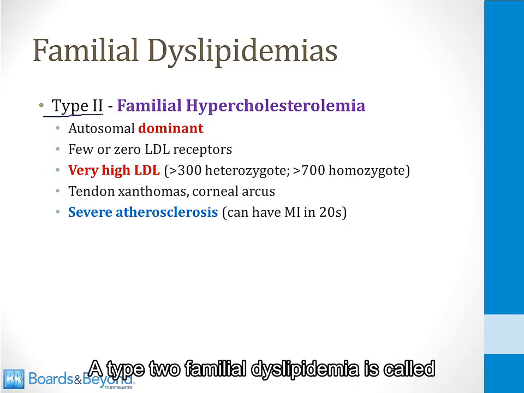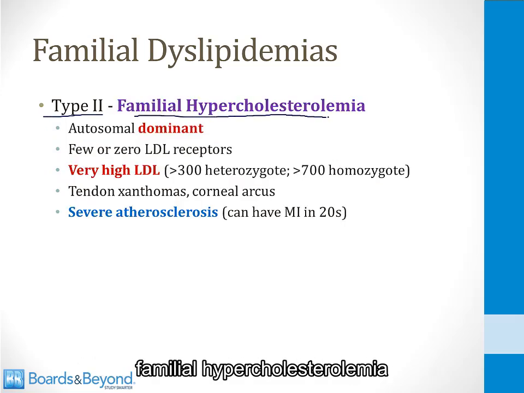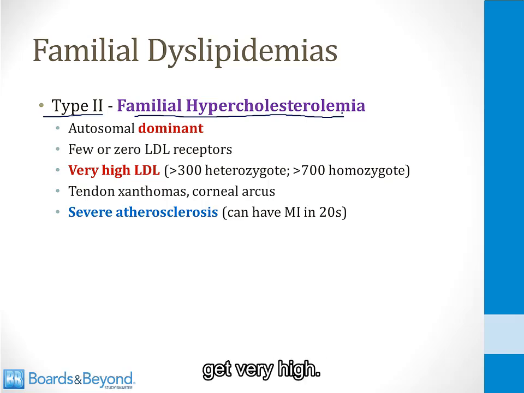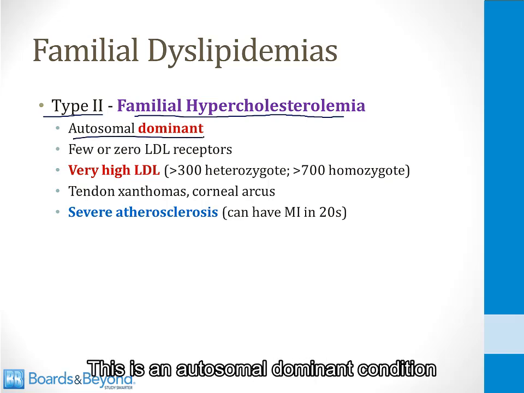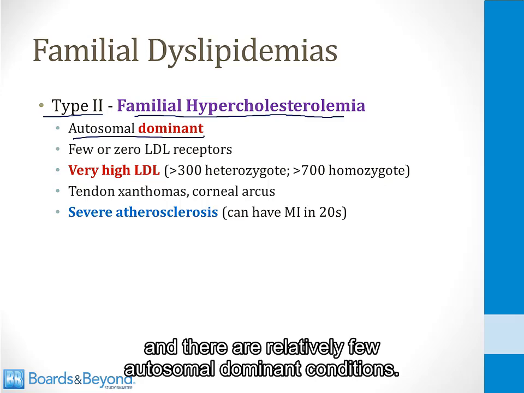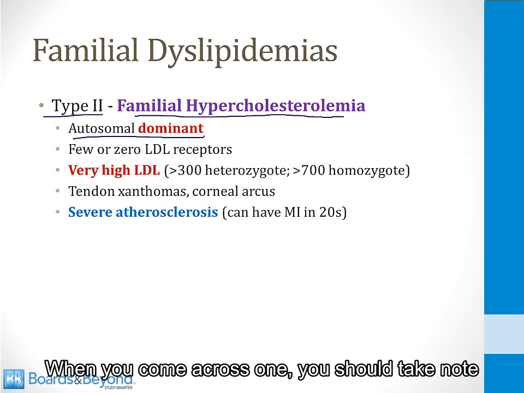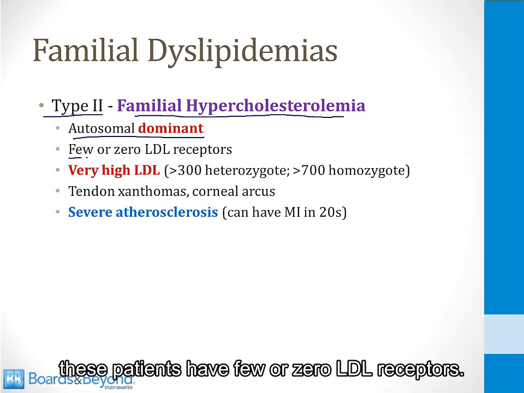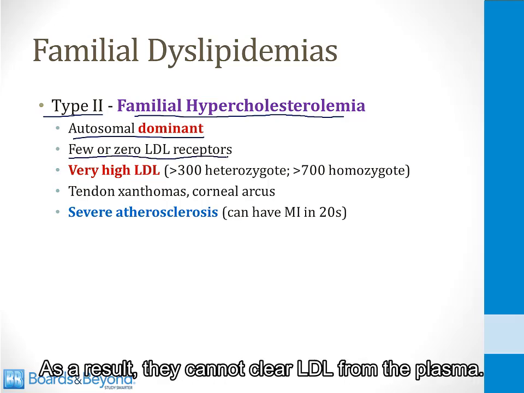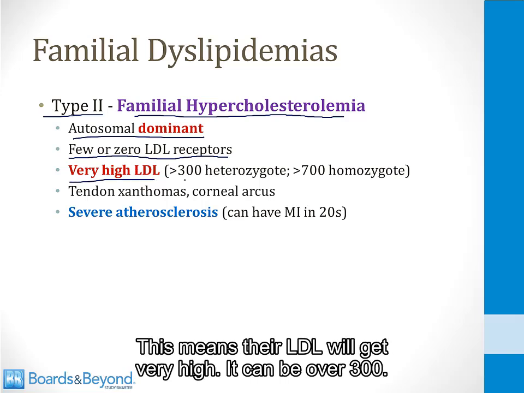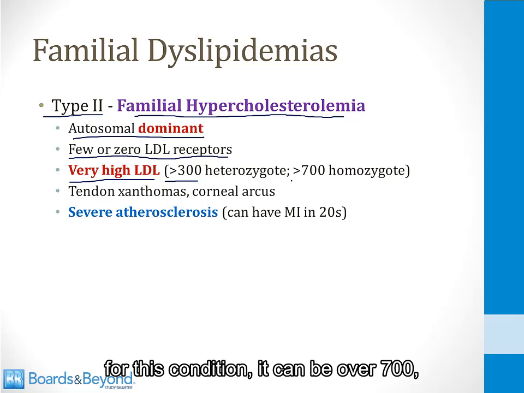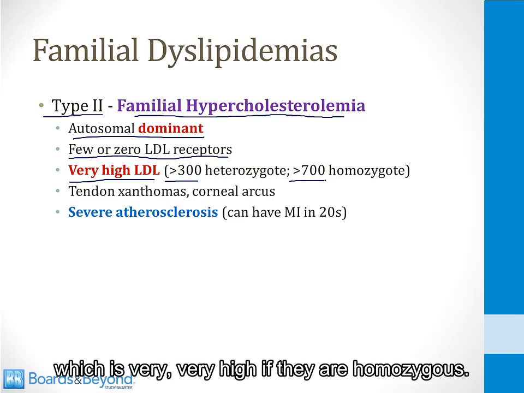A type 2 familial dyslipidemia is called familial hypercholesterolemia, and the problem in this condition is that the total cholesterol and LDL cholesterol levels get very high. This is an autosomal dominant condition, and there are relatively few autosomal dominant conditions. So when you come across one, you should take note, and this is one of them. The problem in this dyslipidemia is that these patients have few or zero LDL receptors. As a result, they cannot clear LDL from the plasma. This means their LDL will get very high. It can be over 300 if they are heterozygous for the gene mutation for this condition. It can be over 700, which is very, very high if they are homozygous.